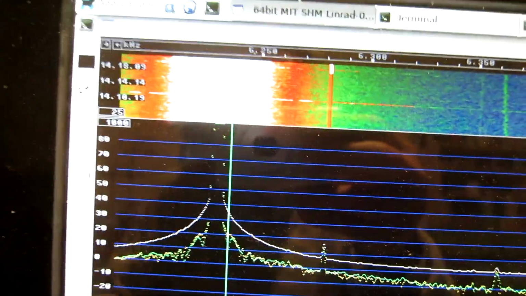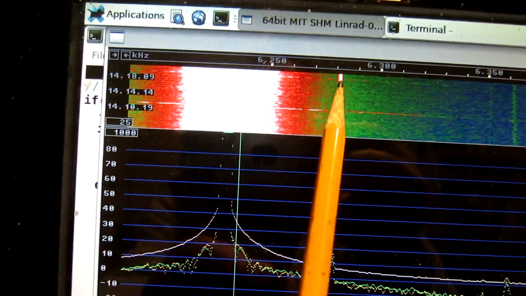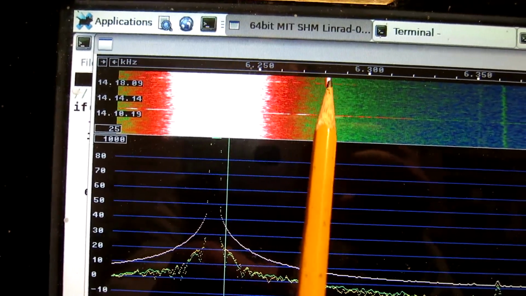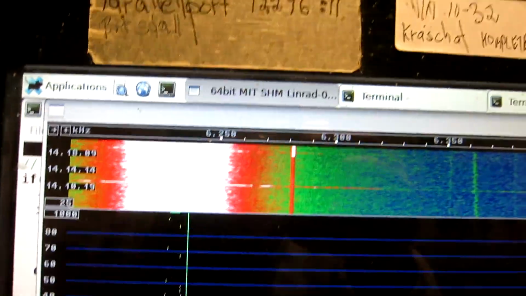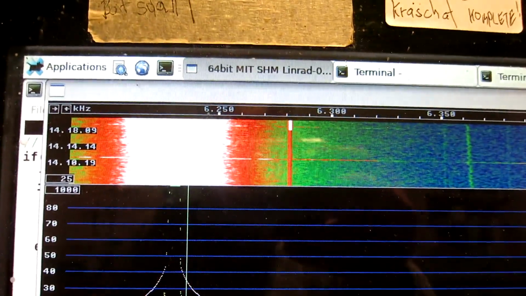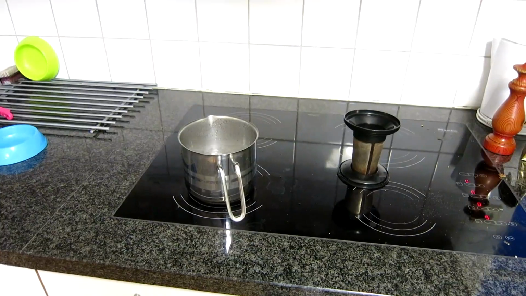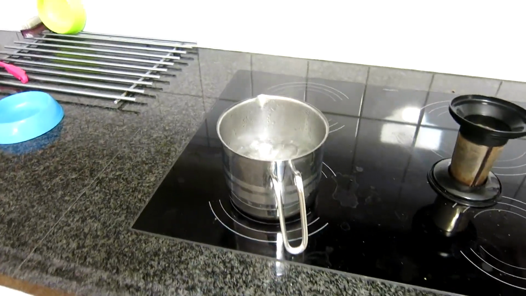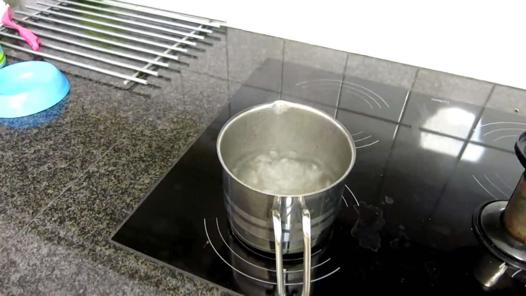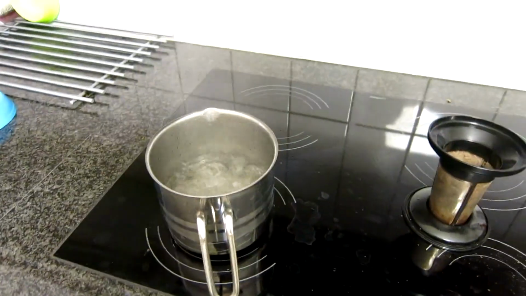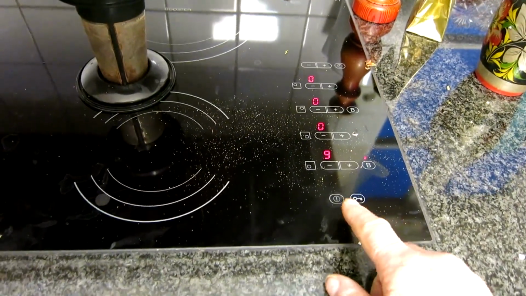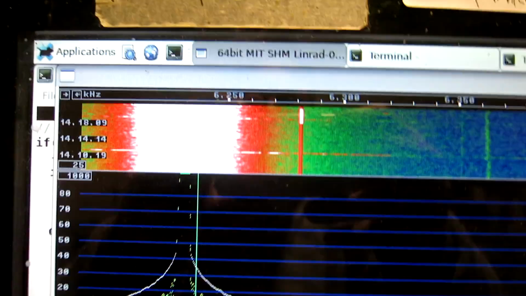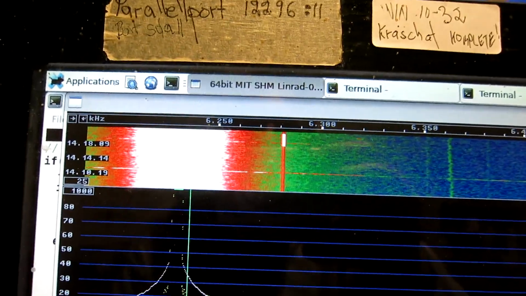And note here the 50 Hz modulation spurs suddenly increased dramatically. The reason is that I switched on the kitchen stove. It's 1.5 kilowatt and it's boiling water at the moment. I switch it off. And now I'm back at the computer.